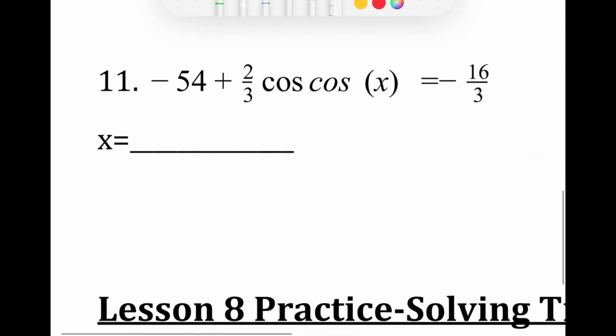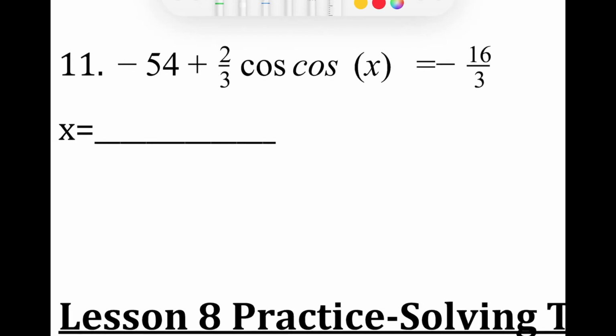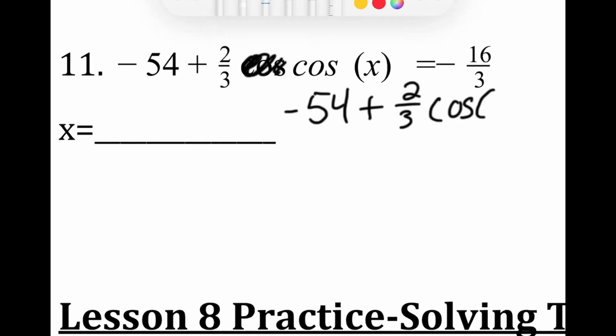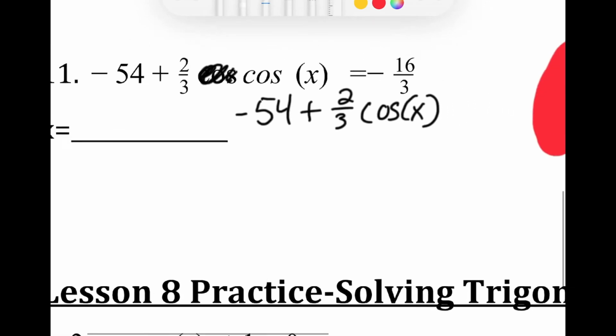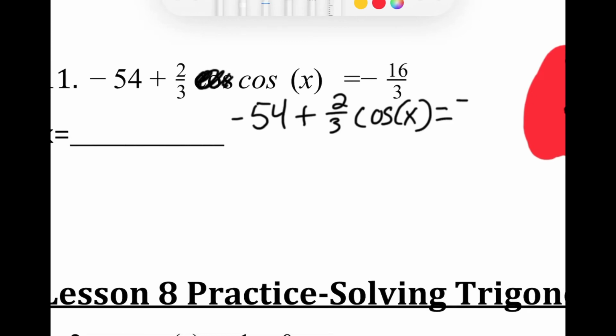So for number 11, there should not be a double cosine. So if you will, ignore one of these. So we have -54 plus 2/3 times cosine of x equals -16/3.